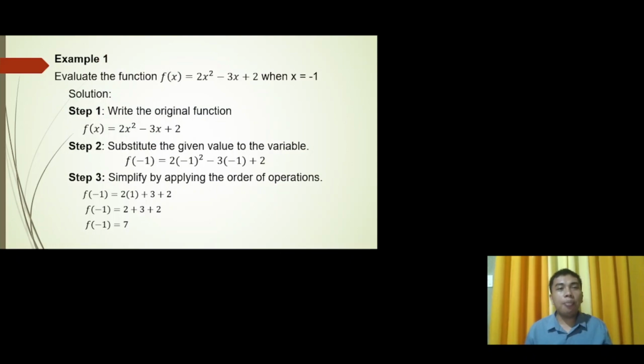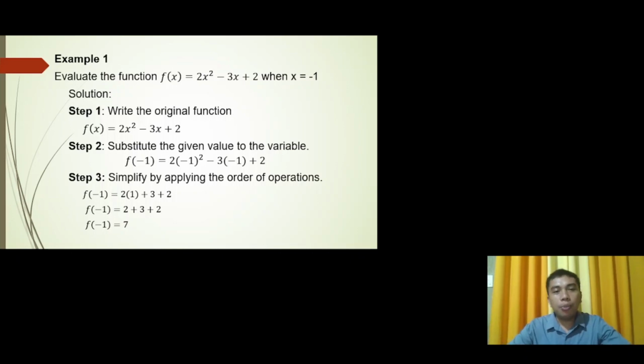We have here example number 1. Evaluate the function f of x equals 2x squared minus 3x plus 2 when x equals negative 1. So solution, step 1, write the original function. So what is the original function? f of x equals 2x squared minus 3x plus 2.